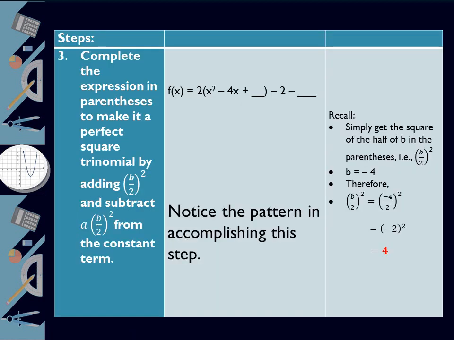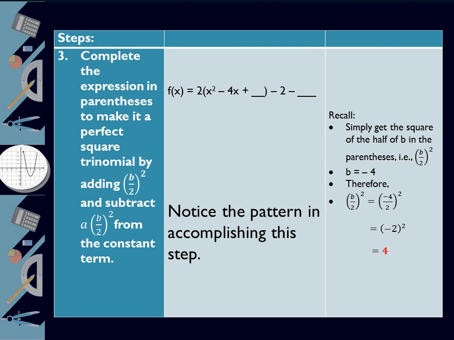The third step is to complete the expression inside the parentheses to make it a perfect square trinomial. So in the first blank inside the parentheses, we are going to add the square of the half of b. And in the second blank, we are going to place a times the square of the half of b.